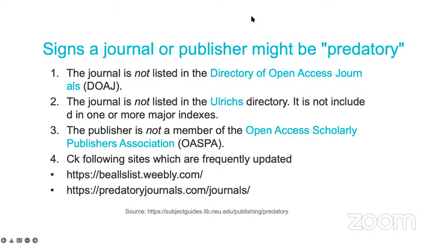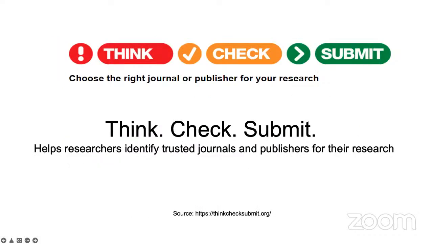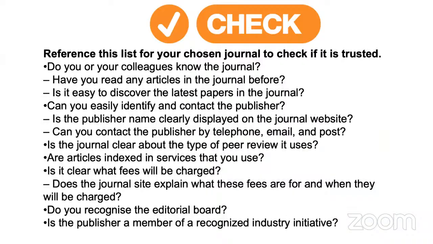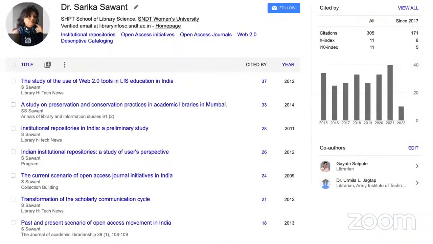Then you can check Beall's list on weebly.com or predatoryjournals.com if you have a doubt about any journal. There is a website called thinkchecksubmit.org. You can check the guidelines given on this website, and then accordingly you can decide which journal is good or bad. So these are the guidelines given. You can go and read. I have kept it here.